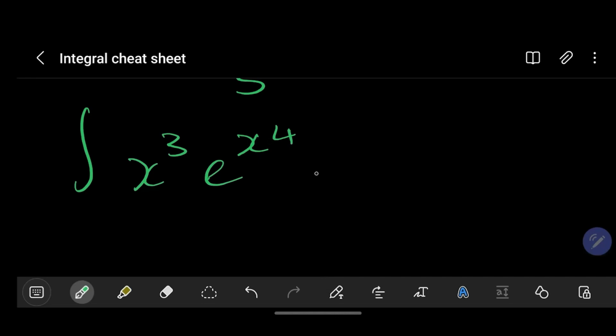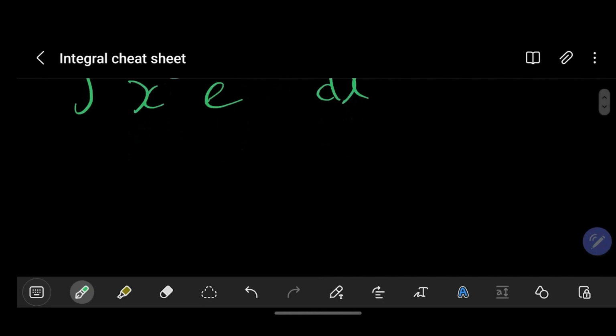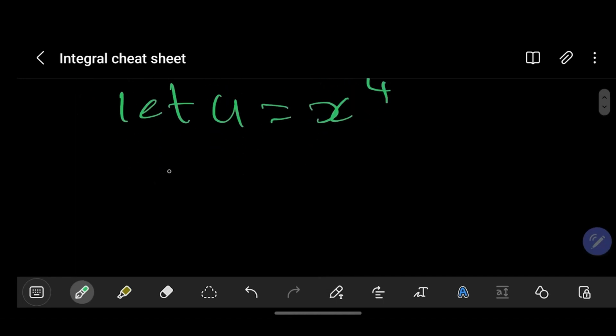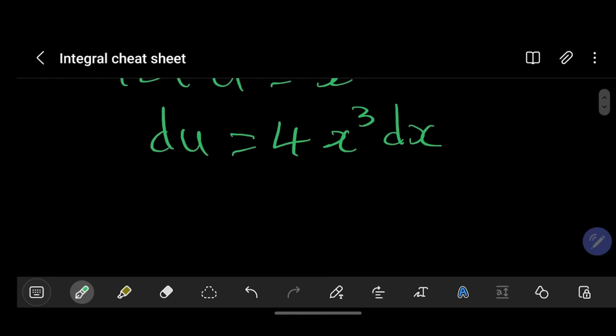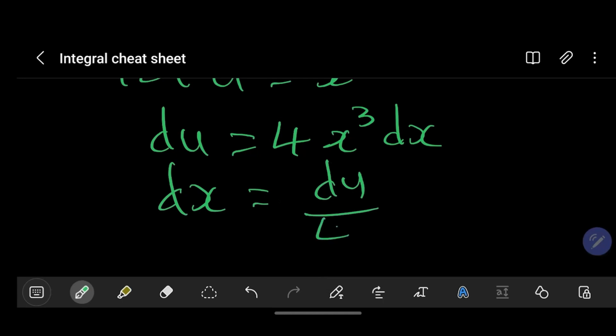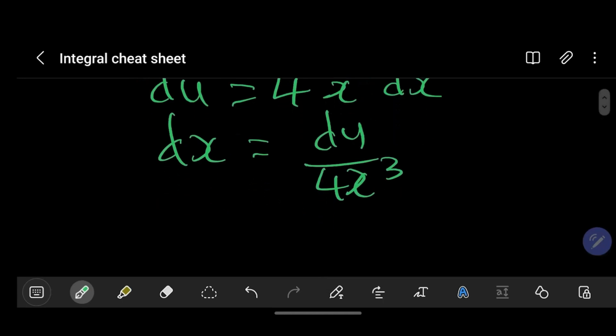Let's do another one, right? So let's say we have the integral of x cubed e to the x to the 4 dx. Let's use u substitution again. So let u equal x to the 4, and then let du equal 4x cubed dx. Okay, and then if we solve for dx, dx is equal to du all over 4x cubed. So let's substitute back into the original.